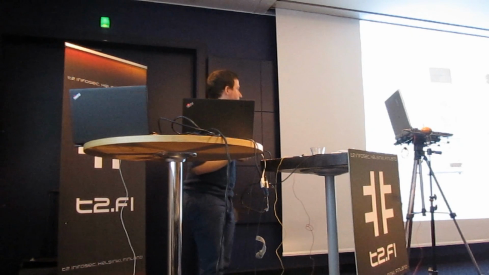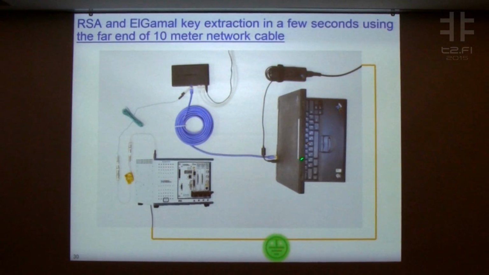So here is a setup we demonstrated at the lab. We have this laptop here. It's connected to the ground using its power adapter, and it's also connected to the network using this 10-meter Ethernet cable, which is then connected to the switch. But also we tapped the shielding at the far end of this cable with our alligator clip, which is then connected to our measurement equipment, which is going to measure the signal.